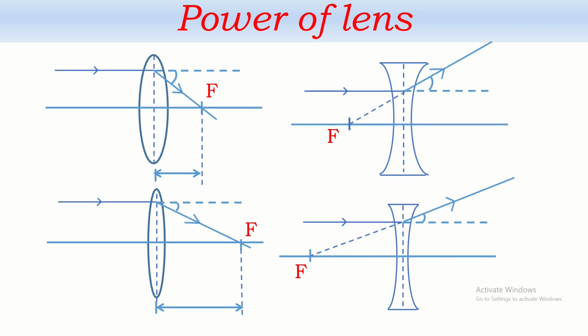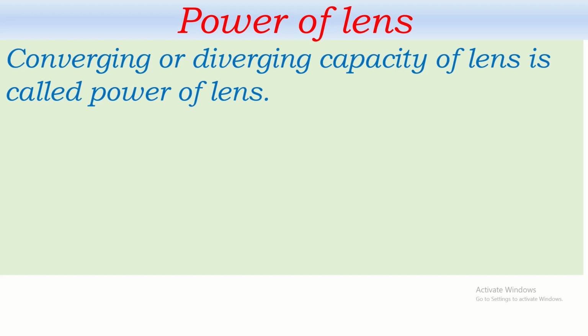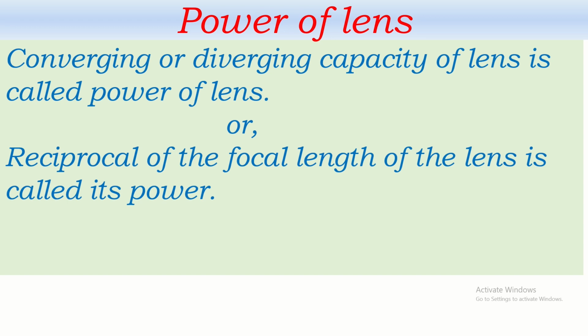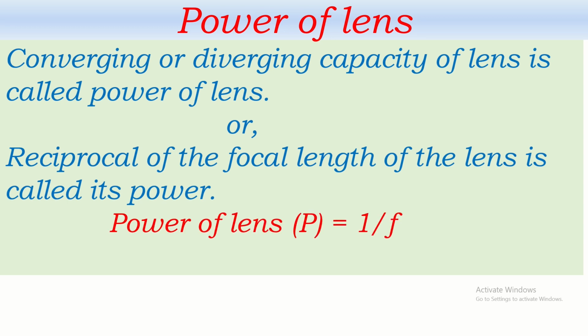In case of concave lens also the same thing. Focal length of the concave lens having high power is less, but focal length of the concave lens having low power is more. So we can define power of lens in another way also. Reciprocal of the focal length of the lens is called its power, and its formula can be written like this: power of lens P equal to 1 by f.